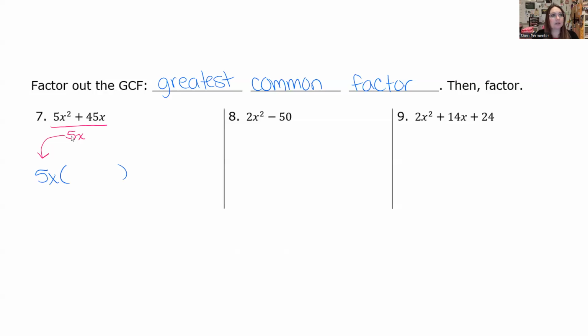5 divided by 5 gives me 1. Next, if I have x squared on top and x on the bottom, what's technically happening is that I have 2 x's on top and 1 x on the bottom. Anytime you have x's that can match up, they cancel or turn into 1. So what I'm left with is just 1 x on top. So over here, I just have an x. I don't change the sign because I'm not dividing out a negative. 45 divided by 5 is 9.